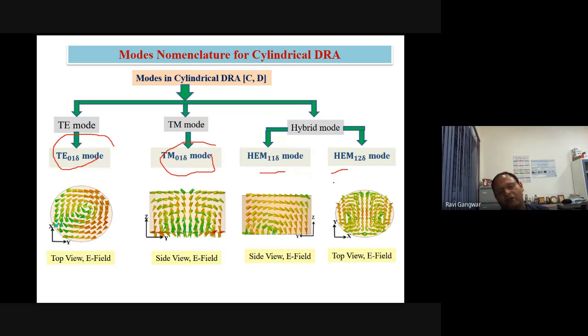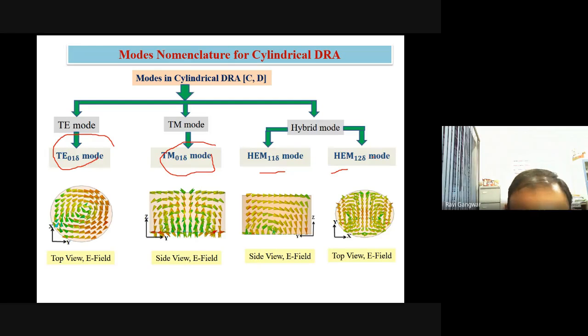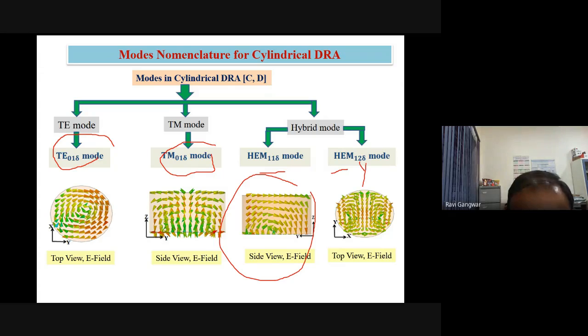For HEM11 delta or higher order modes, the main thing is that here I have shown you either the top view or side view. Whenever you see the distribution of the field for mode identification, you have to see the field distribution from each and every side of your DRA. For example, if you have the cylindrical structure, then you see the top view as well as the side view, and then you are able to identify it. For example, you can see this one, HE11 delta and HE12 delta. Here I have shown the side view, and here the top view. In the top view of the 12 delta, you can see that we get 2 complete circles. That gives the information about the 12 delta.